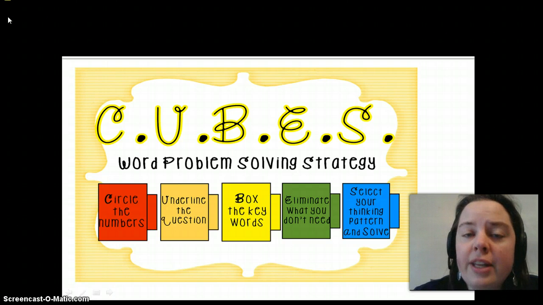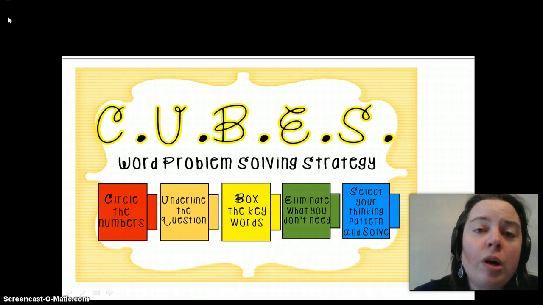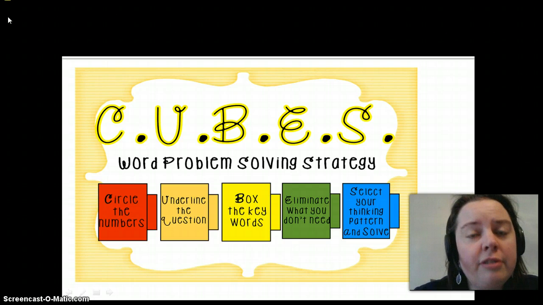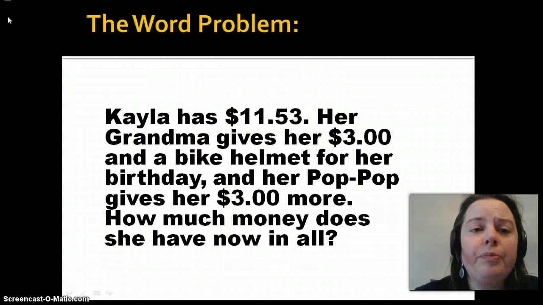So to select our thinking pattern, we're going to go back to our boxed action words to find out, are we going to add or subtract, or are we going to do both? And then we're going to solve it. We're going to use the math skills we already know to solve the problem. So let's check out this word problem.